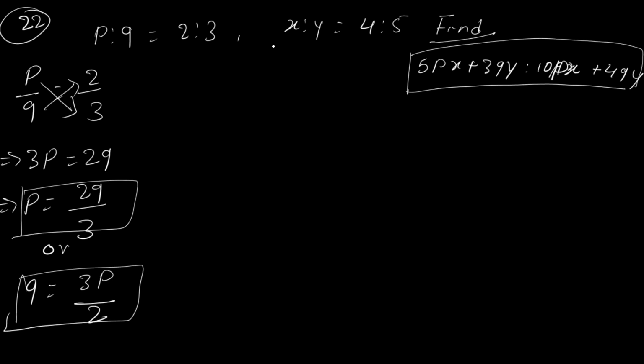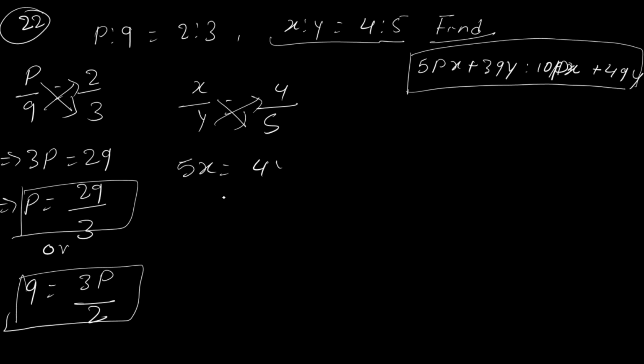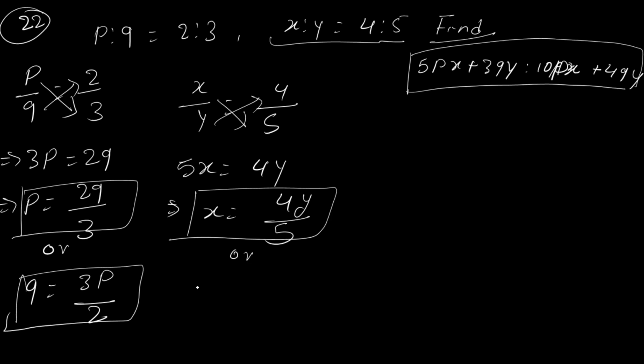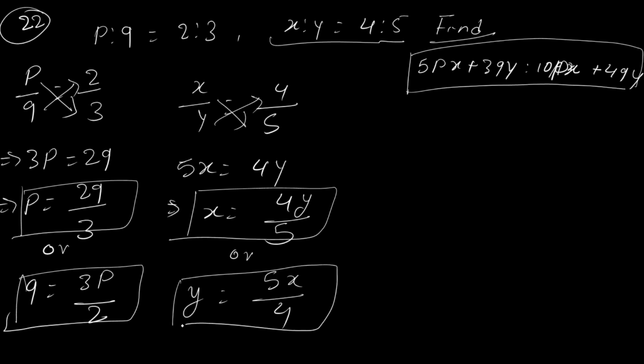Same way, this equation if I solve, what will be there? x divided by y equal to root 4 by 5. Again same funda, cross multiplication, so 5x equal to root 4y, right? So x equal to 4y divided by 5, or y equal to 5x divided by 4. Am I right? Right sir.